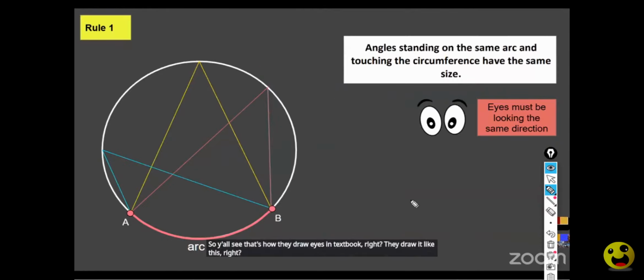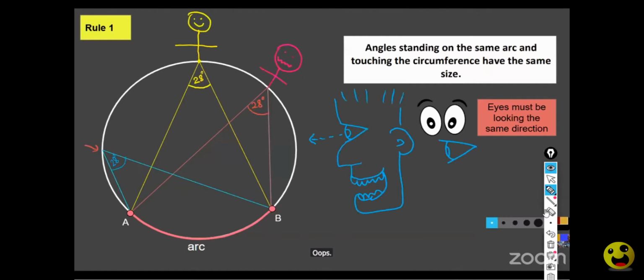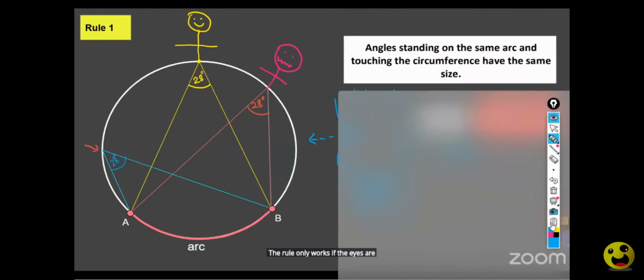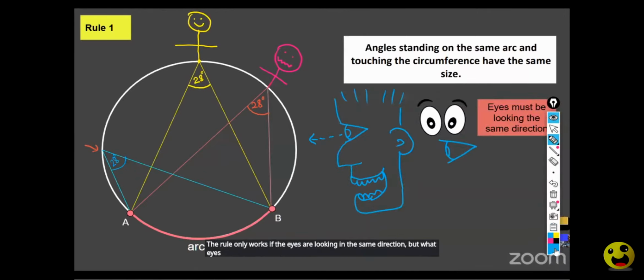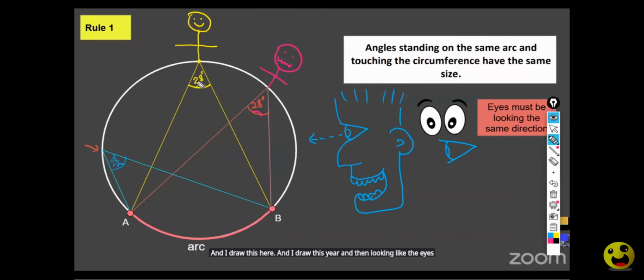So, oops, sorry. The rule only works if the eyes are looking in the same direction. But what eyes? Well, what is Sir talking about? You don't see any eyes. But look at these angles here, right? If I draw this here, and this here, and this here, this looks like eyes. This eye is looking this way. This eye is looking this way. This eye is looking this way.